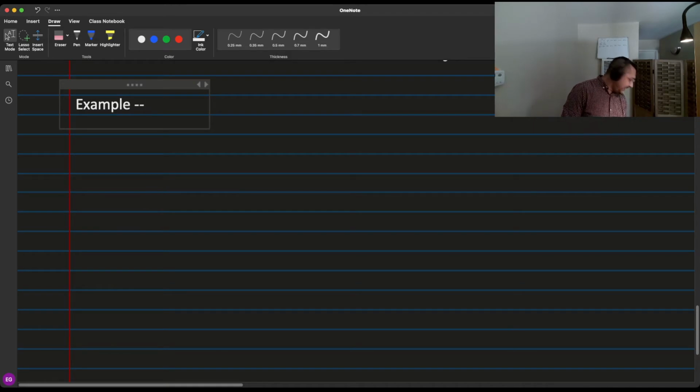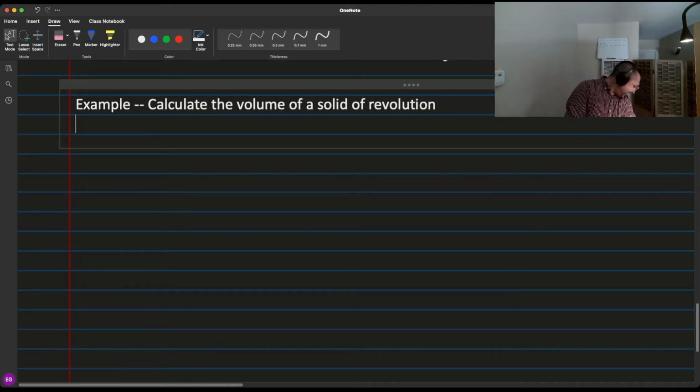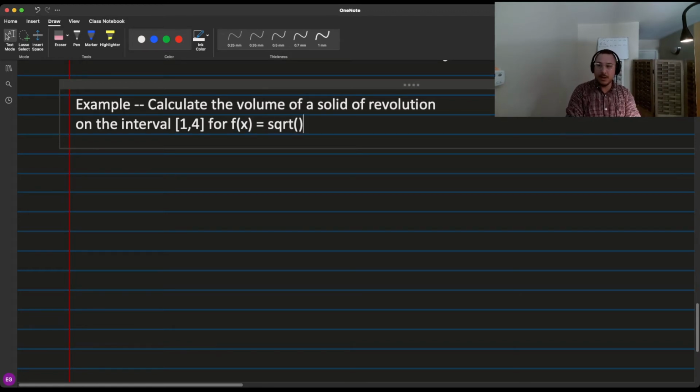Partially at least. So let's calculate the volume of a solid of revolution on the interval 1 to 4 for f of x equals square root x.